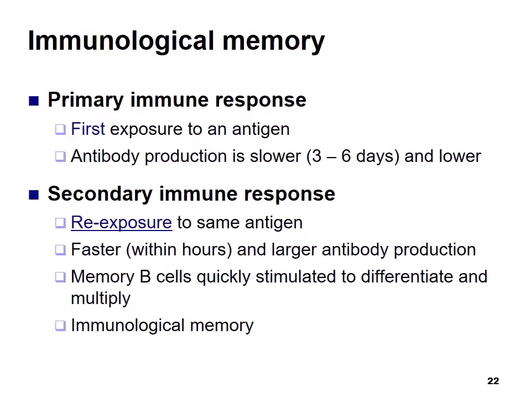After the first time you've been exposed to an antigen or a pathogen, you get immunological memory if your B and T cells responded to it. The primary immune response is your first exposure to the antigen, and your antibody production is going to be slower and at a lower level. The secondary immune response happens when you've been re-exposed to the same antigen. Your body recognizes this, so the immune response is going to be faster because you already have those clones, those memory cells, and you'll have larger antibody production. Your memory B cells are quickly stimulated to differentiate and multiply. And again, you have this immunological memory.